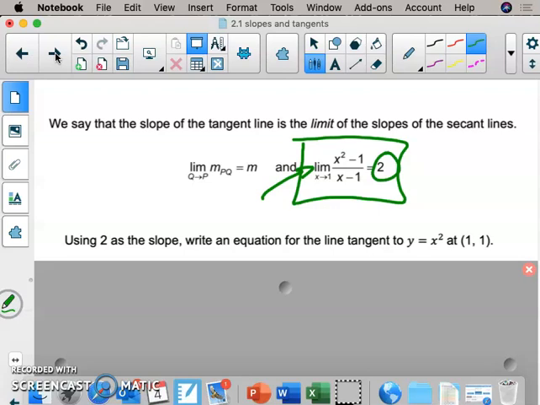And tomorrow I will introduce that notation formally to you. You don't have to write it down today. Okay.